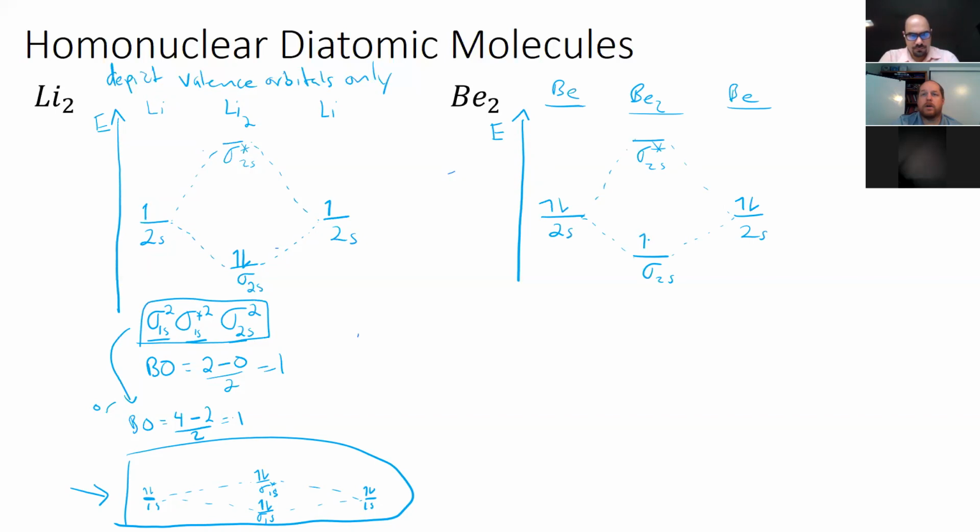And then you put in your electrons, 1, 2, 3, 4. So your molecular electron configuration would now be sigma 1s 2, sigma star 1s 2, sigma 2s 2, and sigma star 2s 2. For a bond order, based on our molecular orbital diagram, the bond order would be 2 bonding electrons minus 2 anti-bonding electrons divided by 2, which would be 0. It turns out the beryllium 2 molecule hasn't been observed, right? It doesn't exist.